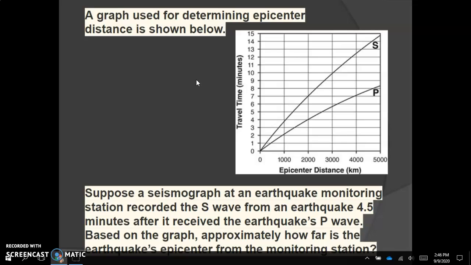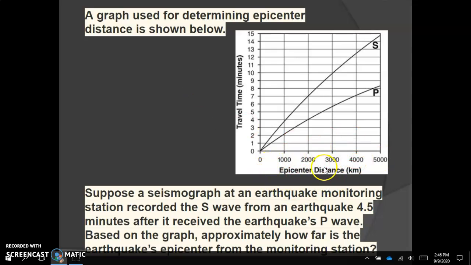This is a graph that can be used for determining the epicenter distance. So it says, suppose a seismograph at an earthquake monitoring station recorded the S wave from an earthquake 4.5 minutes after it received the earthquake's P waves. Based on the graph, approximately how far is the earthquake's epicenter from the monitoring station? So here we can use this graph to determine the epicenter distance.